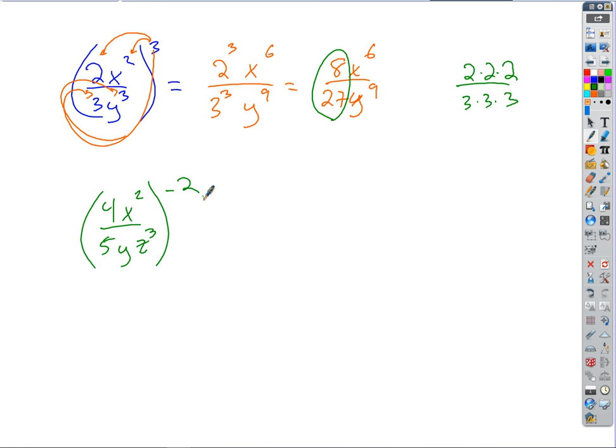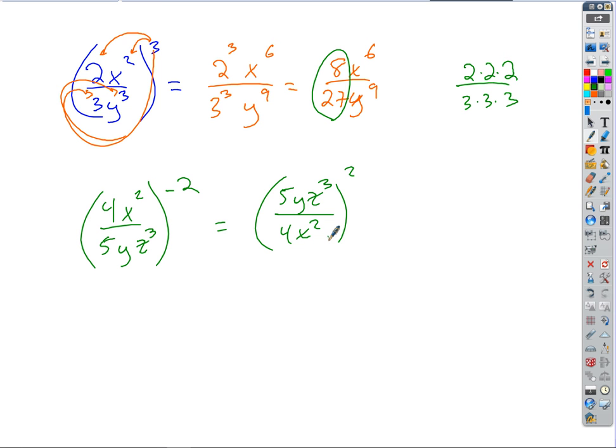There's a great trick here. It doesn't really show up in the book, but there's a great trick. Whenever you have a fraction to a negative exponent, I could immediately do what to the fraction and make it a positive exponent? Flip it. So I could write this as 5yz cubed divided by 4x squared to the +2, and now it's a lot easier. Right now, all I've got to do is just distribute the 2 to each part.